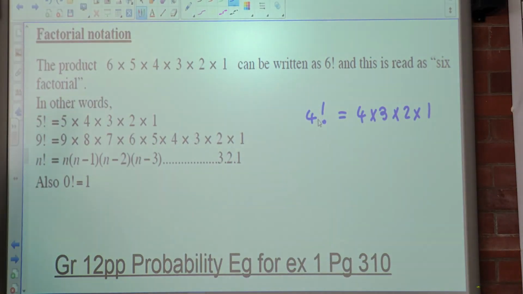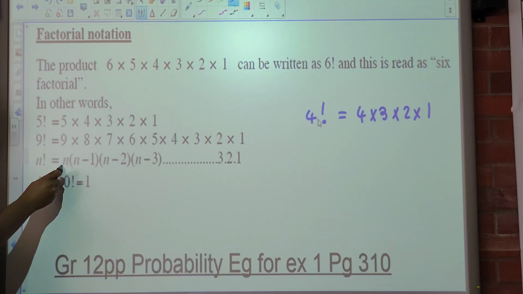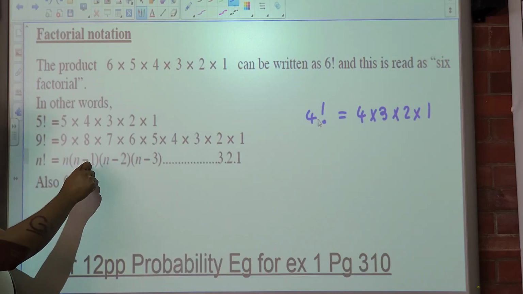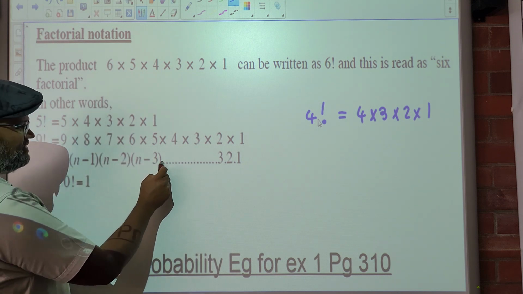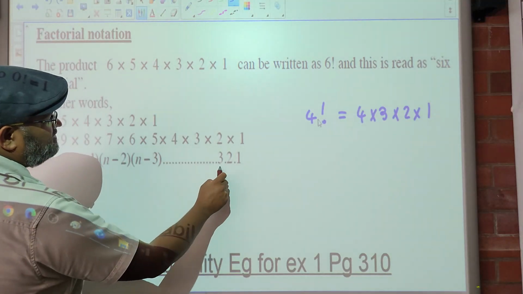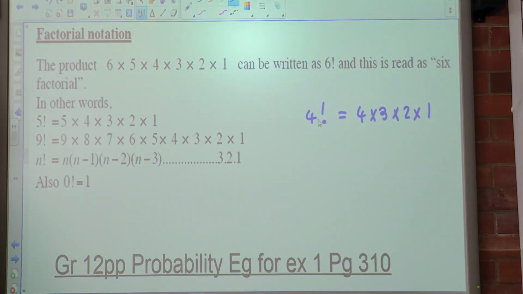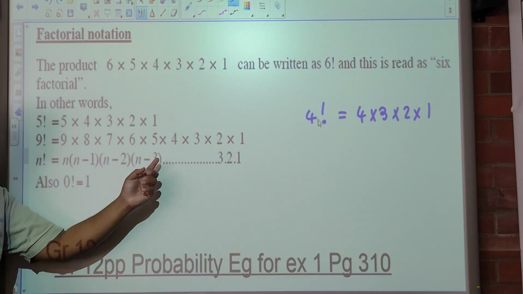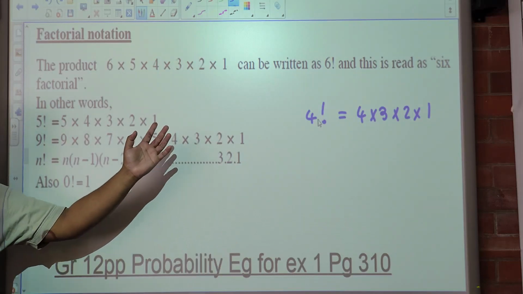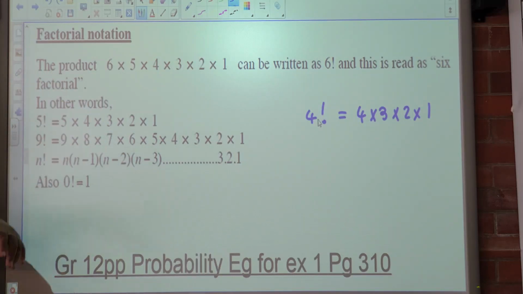So n factorial is going to be whatever number you choose n to be. It's then going to be n times 1 less than that number, times 2 less than the original number, times 1 less again, all the way till you get to 3 times 2 times 1. You understand? So if you chose 15, it is 15 times 14 times 13 times 12 times 11 times 10 times 9 times 8 times 7 times 6 times 5 times 4 times 3 times 2 times 1.